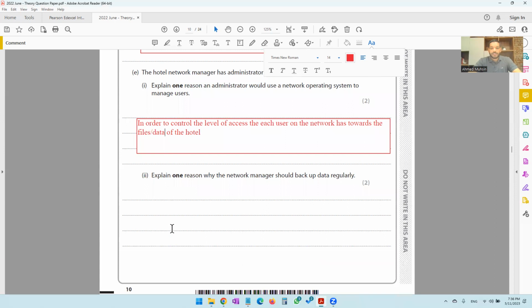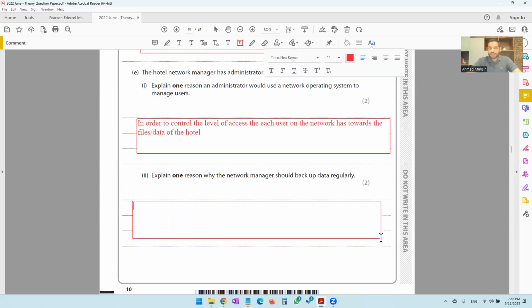Explain one reason why the network manager should back up data regularly. So one reason to back up data regularly is in case there is a natural disaster such as a flood, in case there is a fire, in case the data is accidentally deleted. So you can note down any one of them.